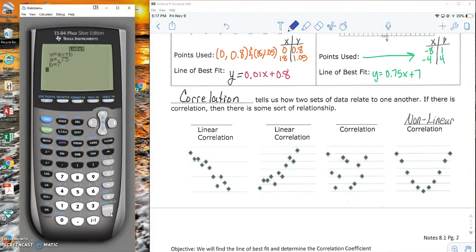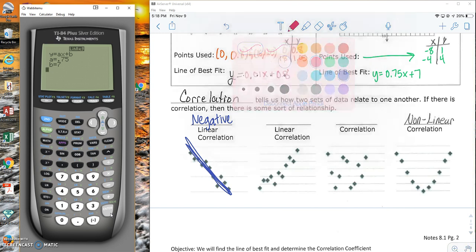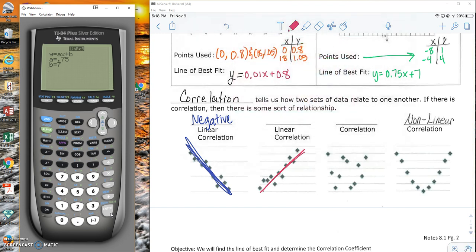Now, there is such a thing as correlation. Correlation tells us how two data sets relate to one another. If there's correlation, then there is some sort of relationship. If you were to draw a line between these, the type of correlation is kind of the same thing as slope. So if I were to draw a line through this, what type of slope would it have? Well, it would have a negative slope, so this would have a negative correlation. The next one, if I were to draw a line through it, would have a positive correlation.